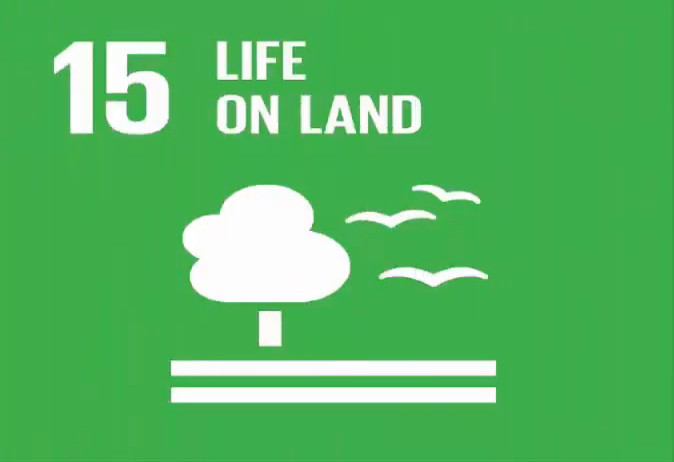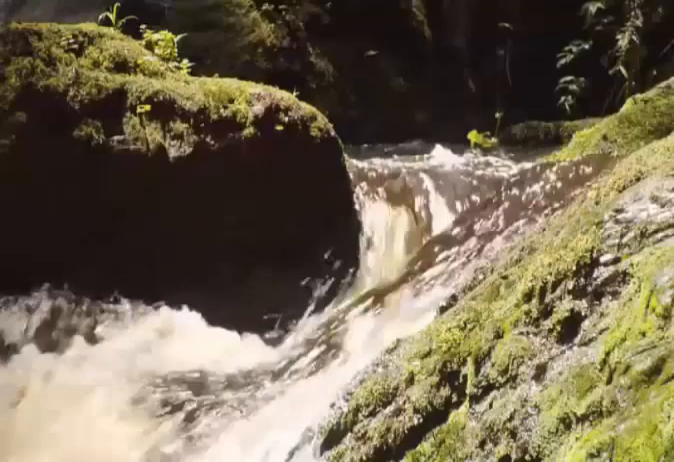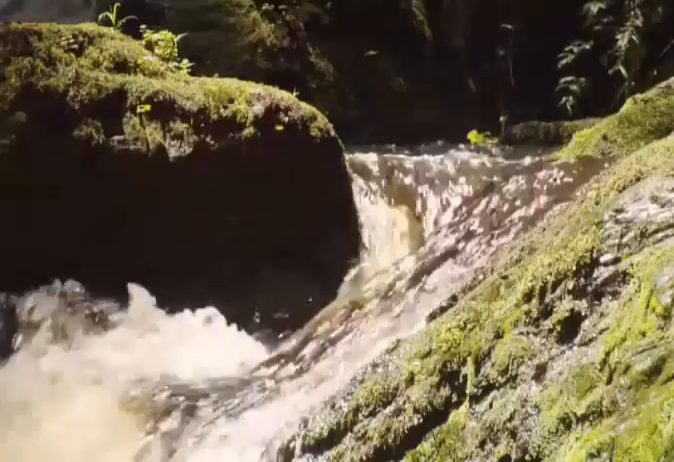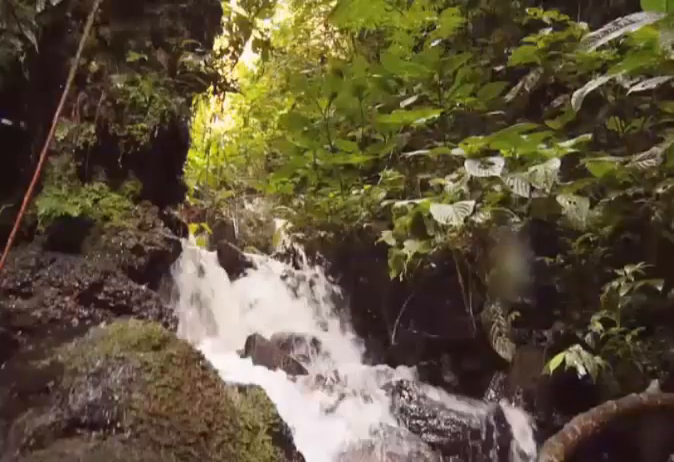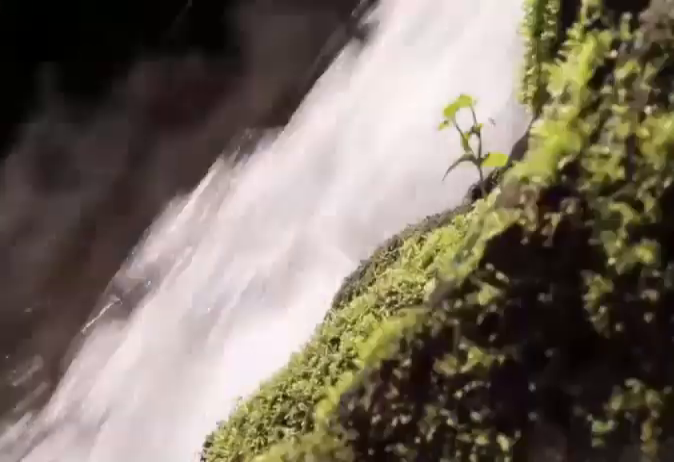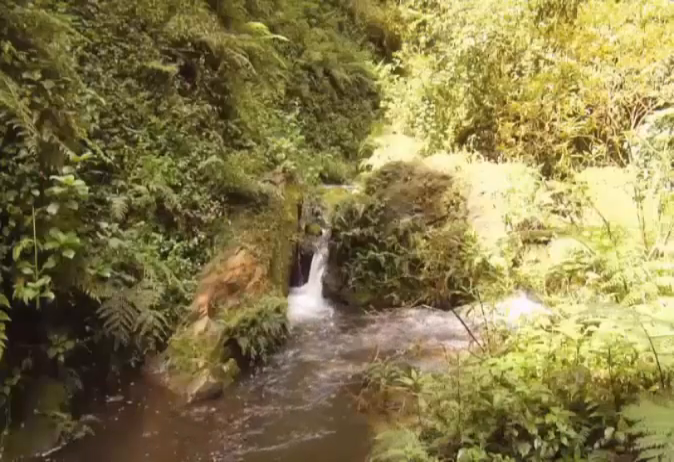Goal number 15. Life on land. It aims to protect, restore, and promote sustainable use of terrestrial ecosystems, sustainably manage forests, combat desertification, and halt and reverse land degradation and halt biodiversity loss. And it has 12 targets.